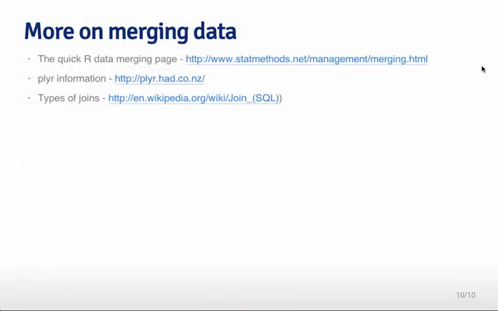The R data merging page is very good, as is the plyr page for merging data sets together. Before you start doing this intensively, it's worth paying attention to whether you're performing different kinds of joins, whether you're doing sort of left joins or right joins. And the best way to learn more about that is to go read about joins in databases. For example, here, this is the information about joining for SQL database joins.